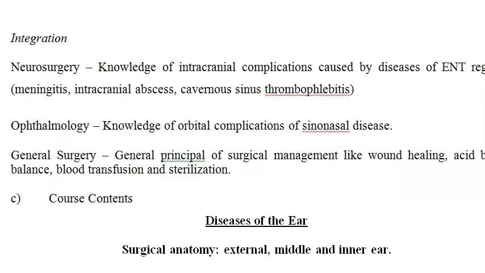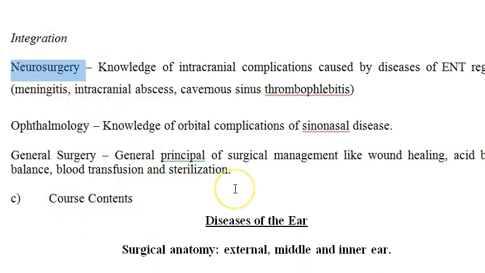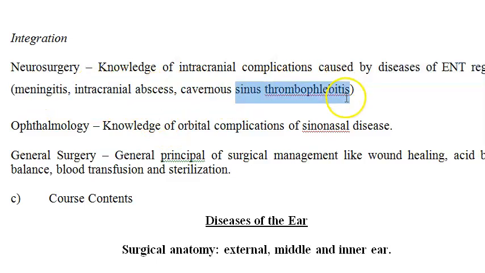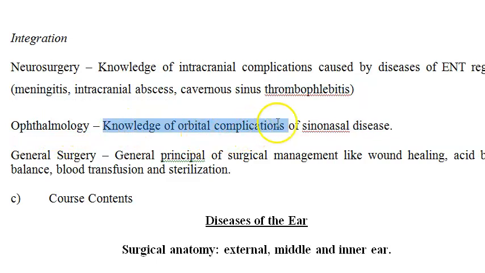All this knowledge they expect you to integrate with neurosurgery. They expect you to integrate this knowledge with ophthalmology and also expect you to integrate this knowledge with general surgery. Okay, so neurosurgery, how intracranial complications which are caused because of ENT, diseases in the ENT region. Just now you saw, right? So, otogenic something was there. Meningitis, intracranial abscess, cavernous sinus, thrombophlebitis. Okay, all these can be caused because of diseases of the ENT region. Ophthalmology, knowledge of orbital complications of sinonasal disease. A sinonasal disease leading to an orbital complication.